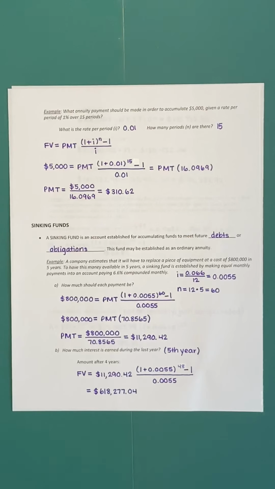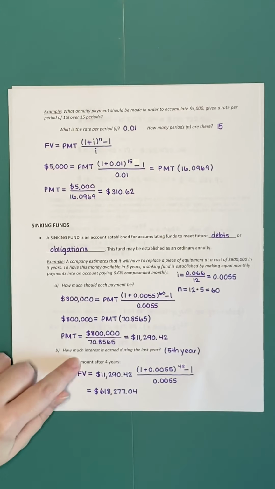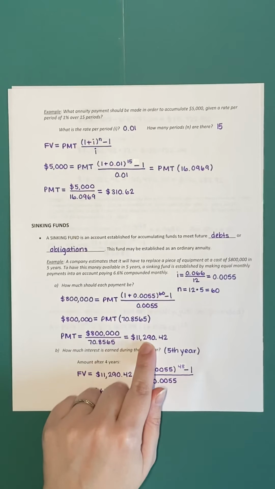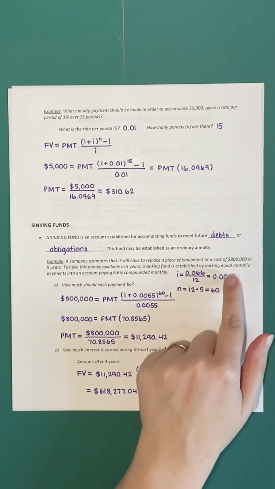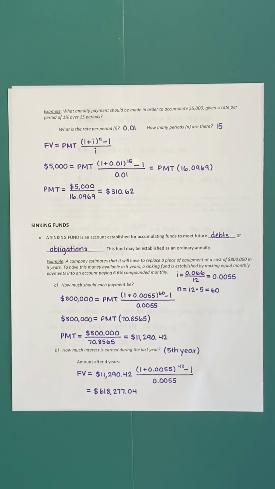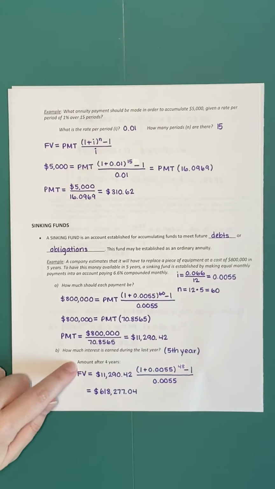Where we need to start, though, is we need to think about what's in the account after 4 years specifically. Once 4 years have ended, where are we in order to determine what happens in the 5th year? Well, what's happened after 4 years? Well, we've made 4 years worth of these payments. We know how we accrue interest. Now, what's going to change is the value for N that we use in the formula. It's not going to be 60. Why is that?